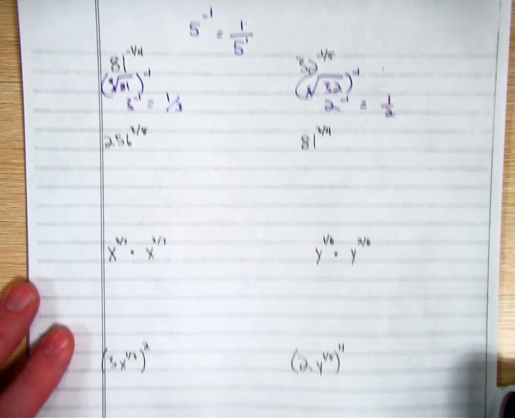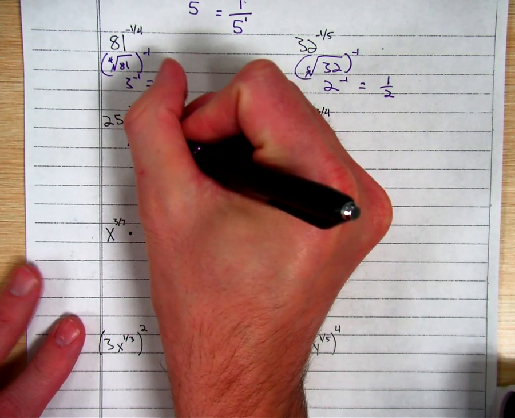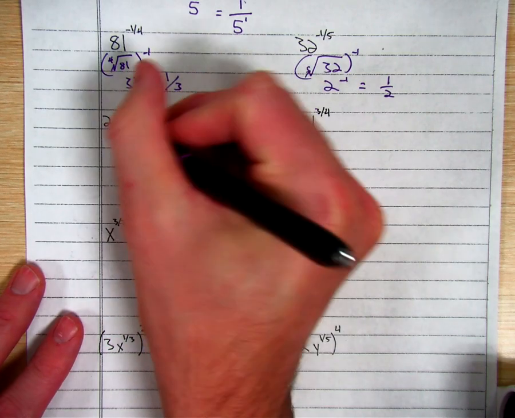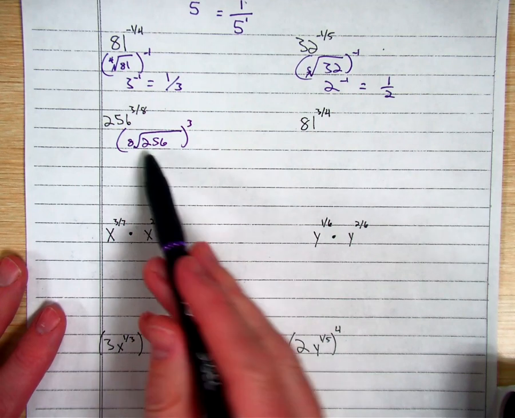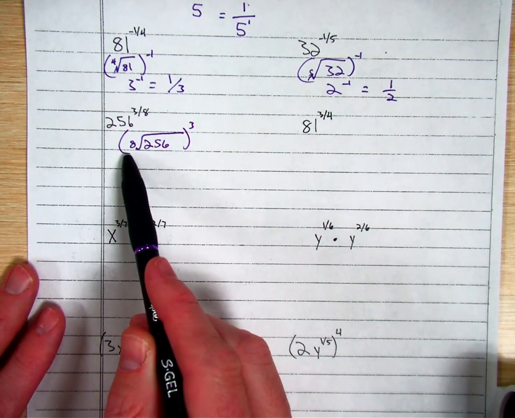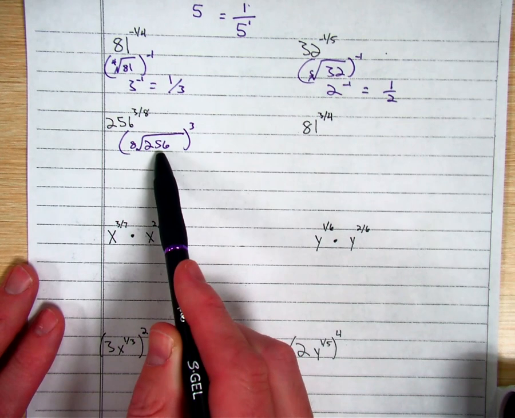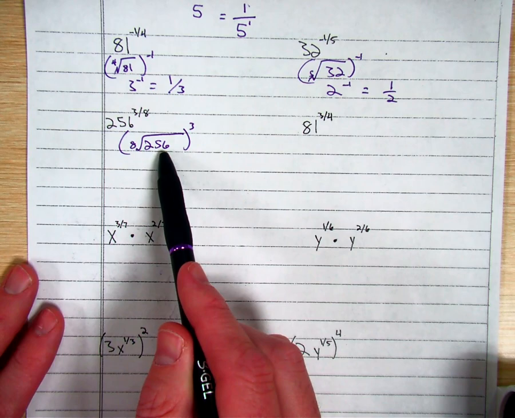Alright, more fun. 256 to the 3/8 power. Okay, root first, so the 8th root of 256, and then we'll cube it. Before you reach for your calculator, you could probably guess. An 8th root is pretty big for this to only be 256. If you're guessing 2, you are right.